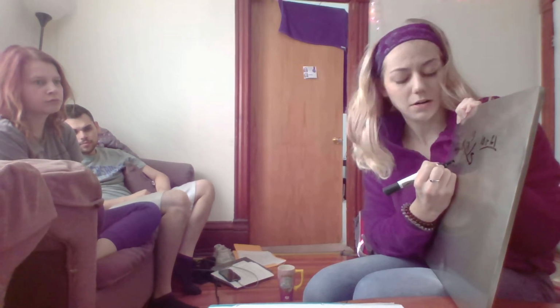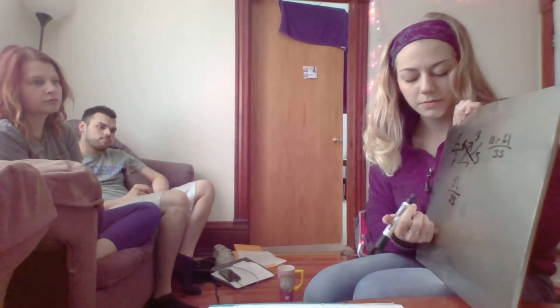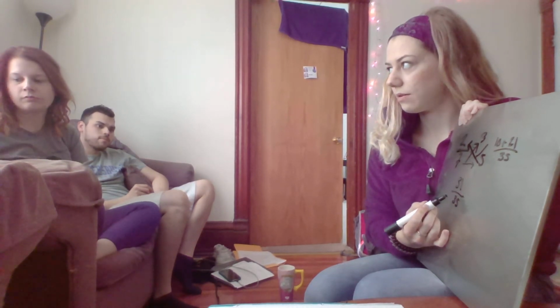And now for the denominator, you're going to multiply both denominators together to get your new denominator. So it's going to be 7 times 5, which gives you 35. Now you just add the new numerator. So 10 plus 21 is 31, and your denominator is 35. So the new fraction and the answer is 31 over 35, or 31/35.